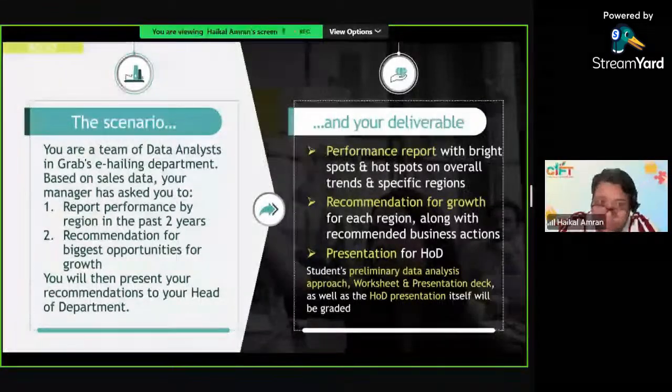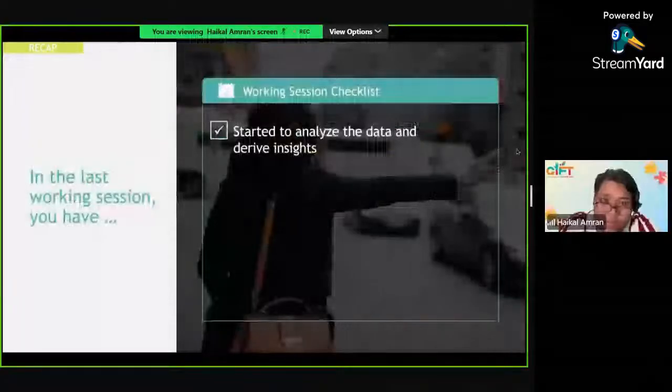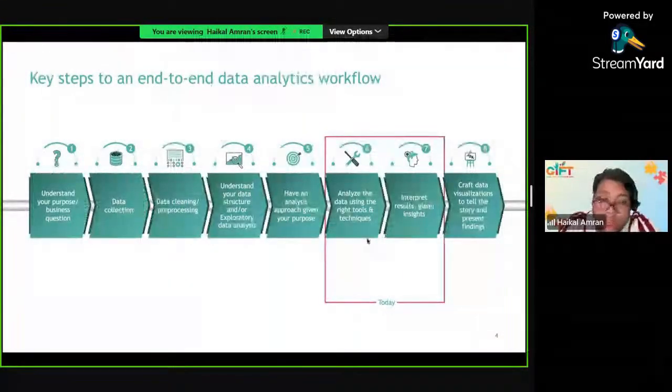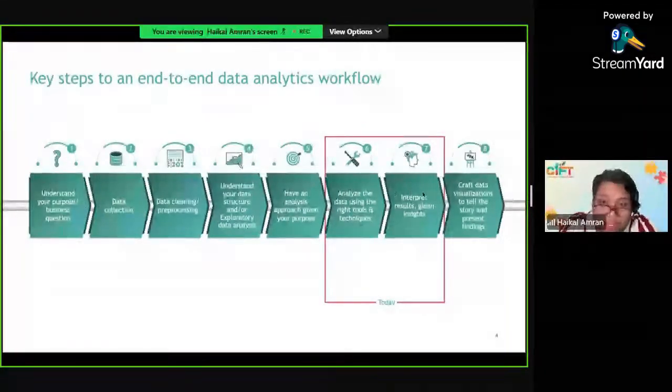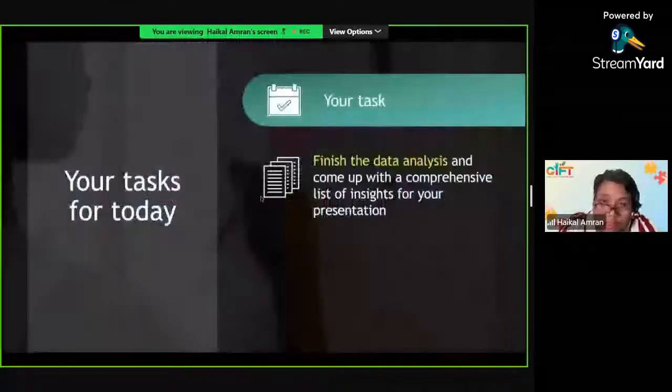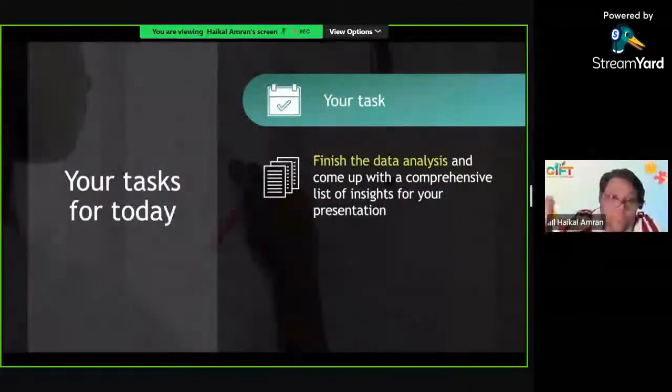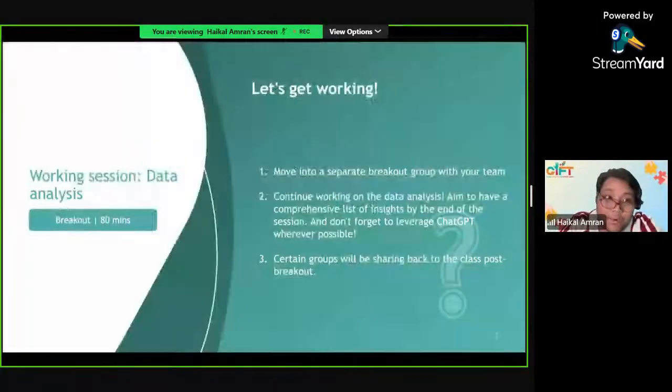All right, for this working session, what we expect you to do is to start the analysis already: analyze the data using the right tools, then interpret the results and glean insights. Our task today is to finish the data analysis and come up with a comprehensive list of insights to be used in the presentation later. So it's really important for us to work on this together.